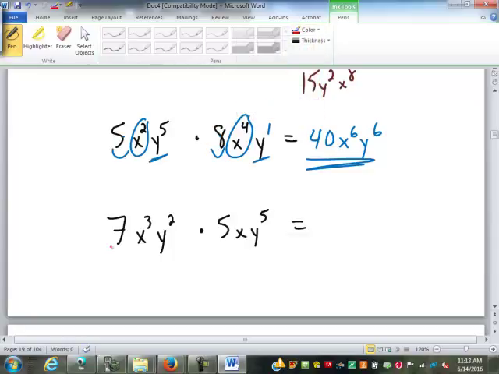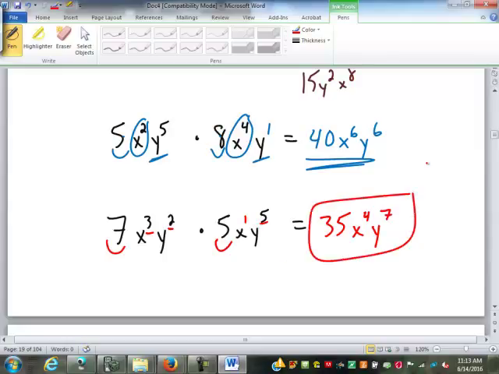So we combine 7 times 5 is 35. X to the 4th. 3 plus 1 is 4. And y to the 7th. 2 plus 5 is 7. How many of you had 35, x to the 4th, y to the 7th? Any questions?